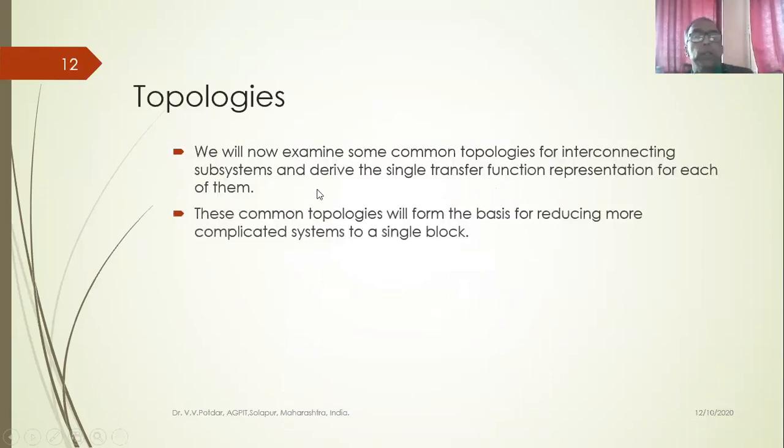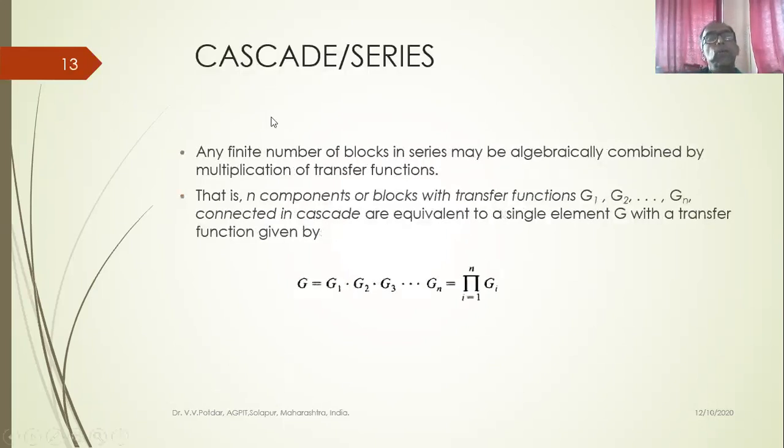Let us see the topologies. We'll now examine some common topologies for interconnecting subsystems and derive a single transfer function representation for each of them. These common topologies will form the basis for reducing more complicated systems to a single block. So what are these topologies? Let us see. Now, cascade or series topology.